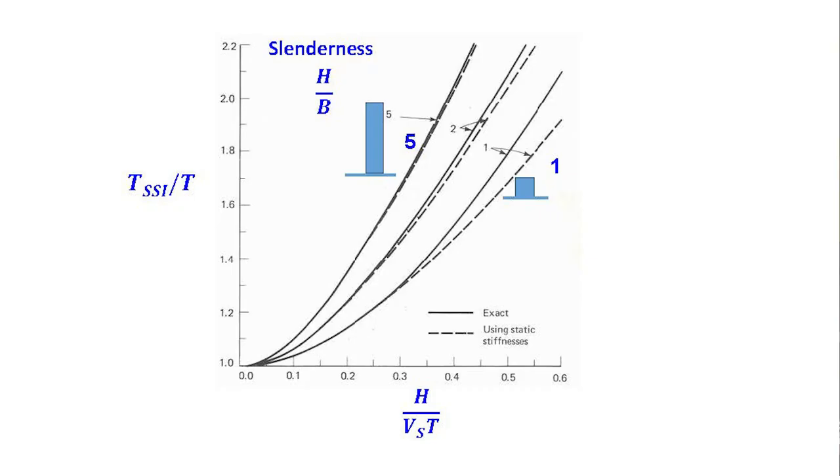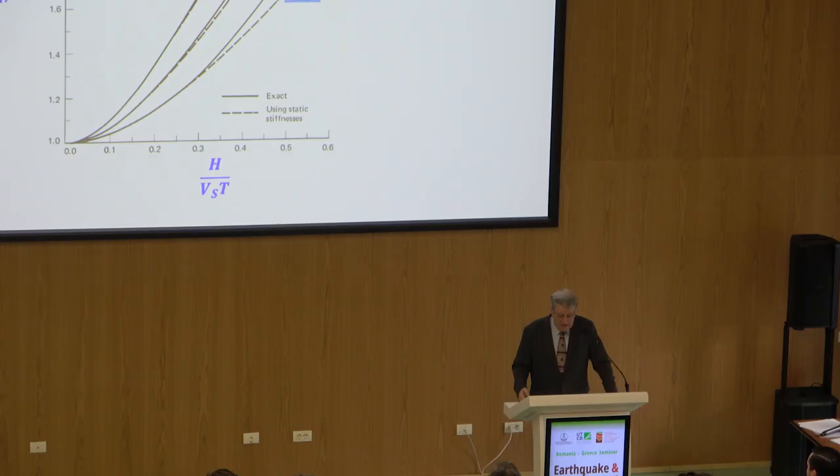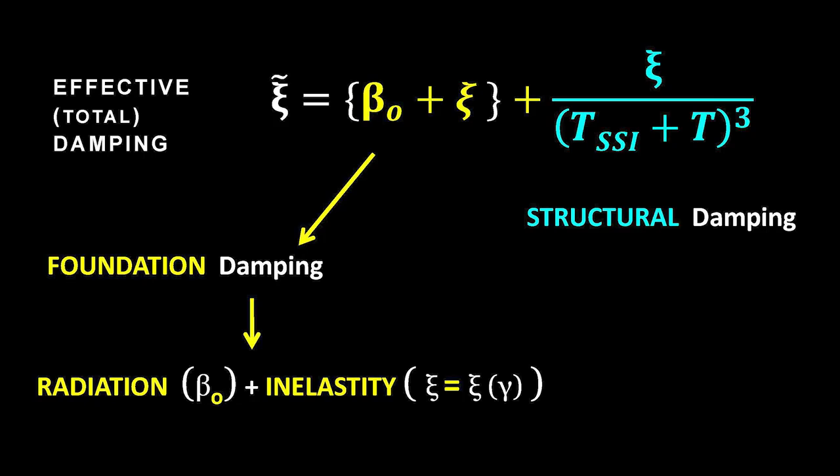The outcome is this: the fundamental period accounting for soil structural interaction versus the fundamental period of the structure alone, fixed base structure. And you can see this can have values up to 2 if the soil is very soft. The denominator of the horizontal axis is how stiff the soil is. And you can see here a very slender structure with H over B of 5, of course, is more affected than a squat structure of 1. Now, this is trivial, but the damping is very important.